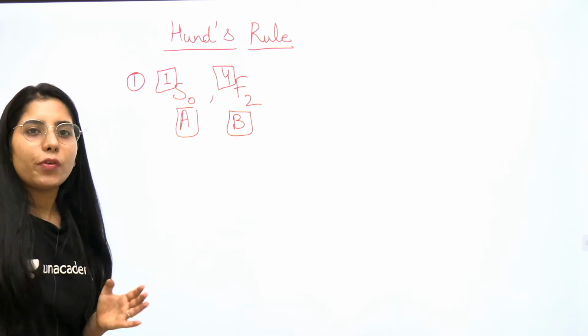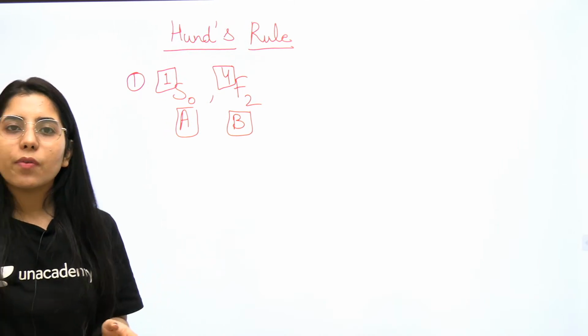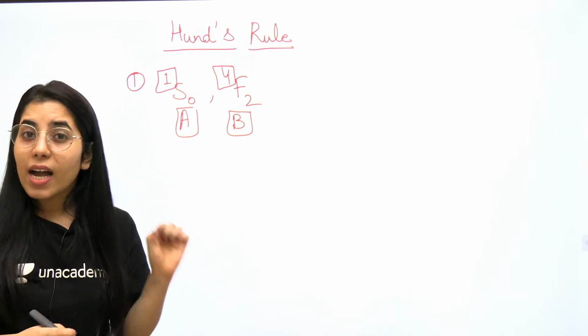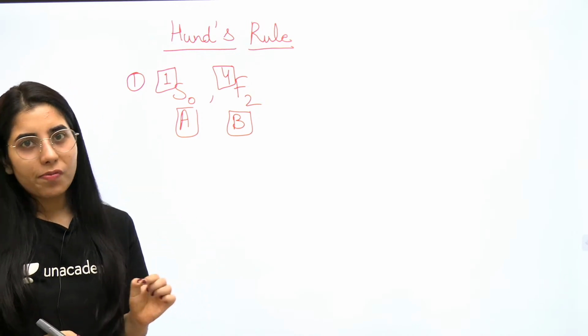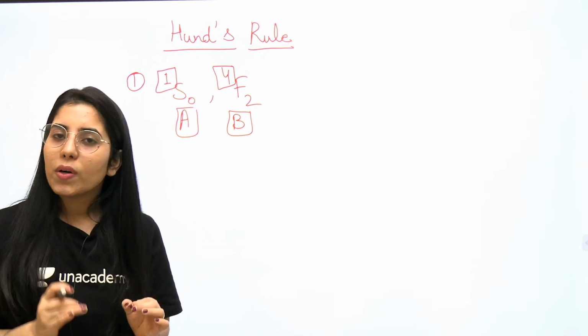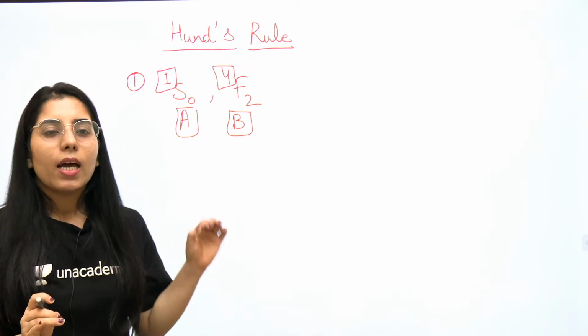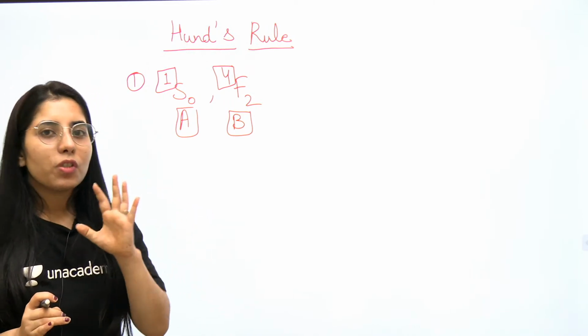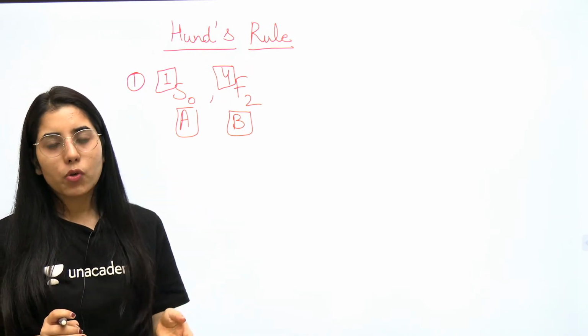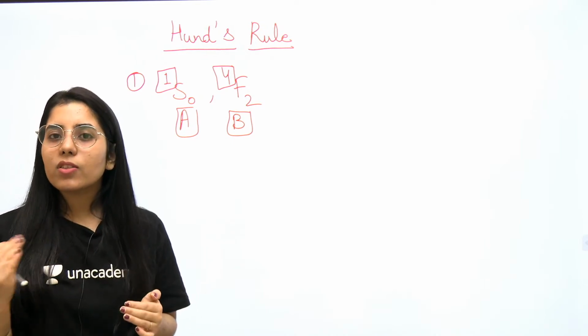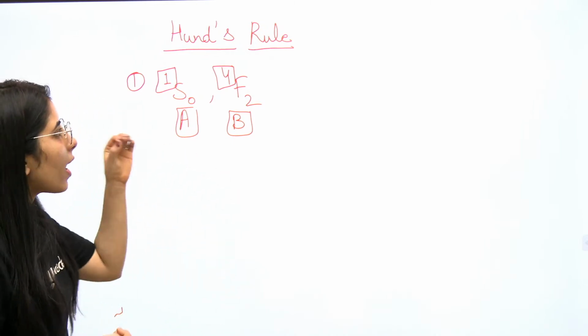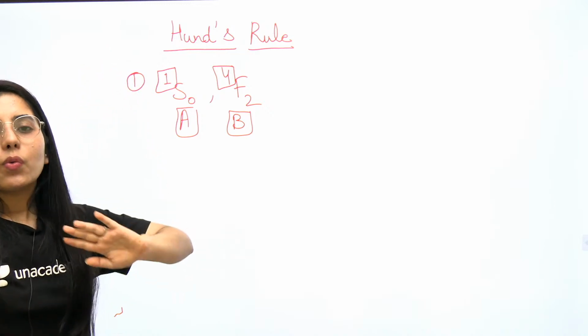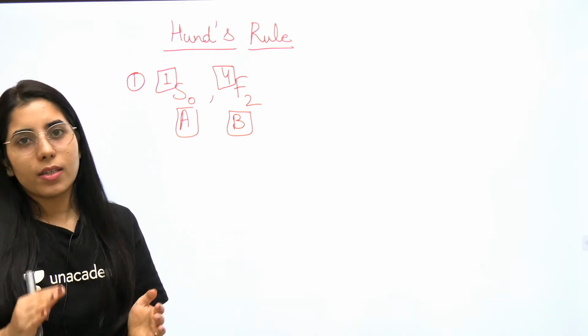If they are different in the different spectroscopic terms given to you, then whatever is the largest 2S plus 1 value, that will have the lowest energy, which means its energy will be minimum, and which means it's a ground state spectroscopic term. I'm repeating the statement once again. Largest 2S plus 1 value will have the lowest energy.